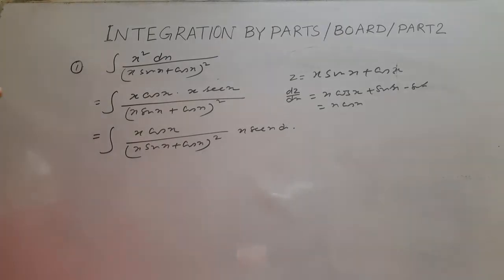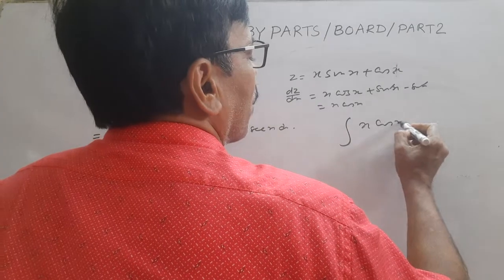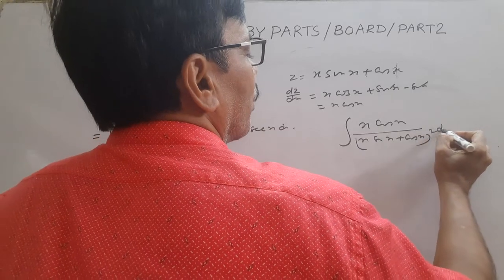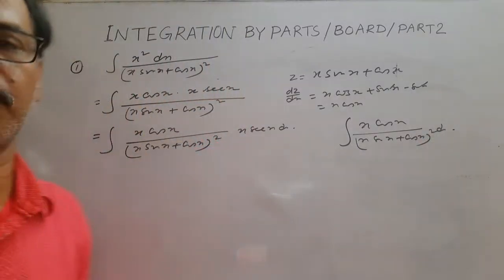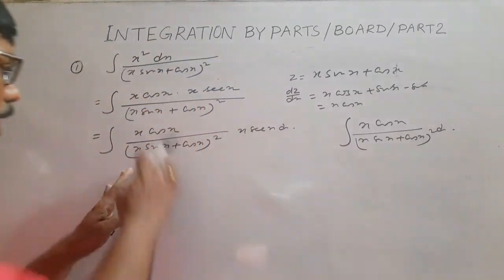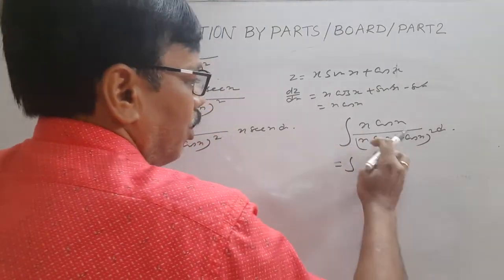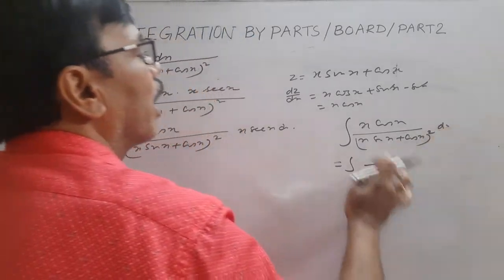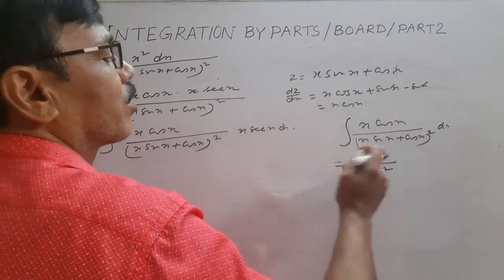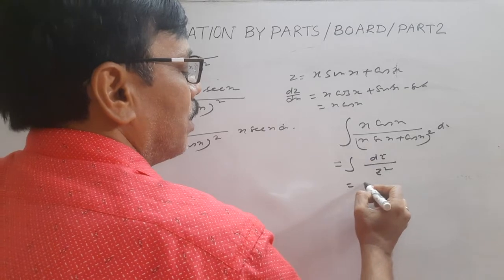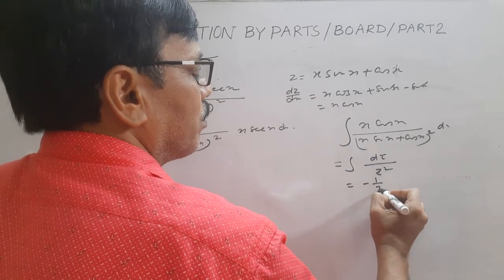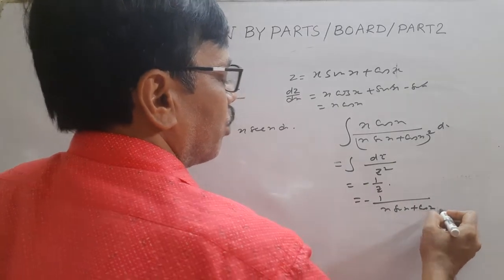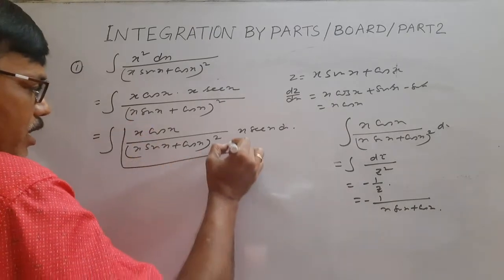Now look, x cos x by x sin x plus cos x whole square. What is the integration of this part? So we first find integration of this one. Now if we put this as z, so this is z square, and x cos x dx equals dz. So z to the power minus 2, so minus 1 by z is integration. So minus 1 by x sin x plus cos x. So we can integrate this part.